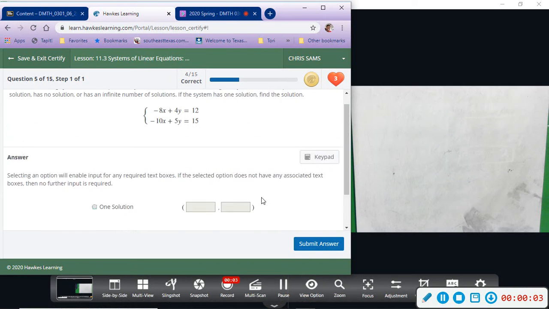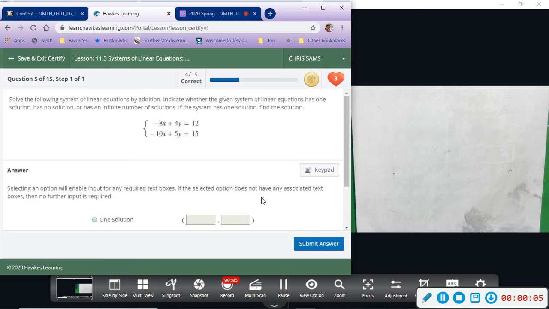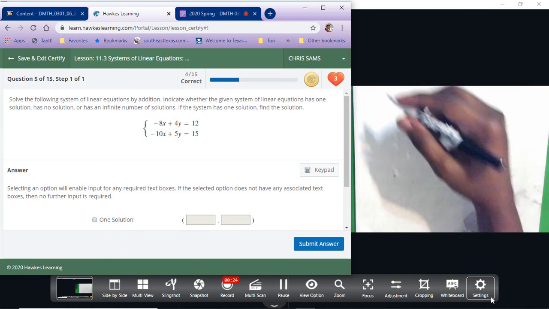Alright, so number 5, I'm just going to solve by hand, and then once I find the two examples that have no solution or infinitely many solutions, I'll do those also with the calculator so you can see what the output looks like there, because it will be a little bit different. Okay, so I'm looking at these.